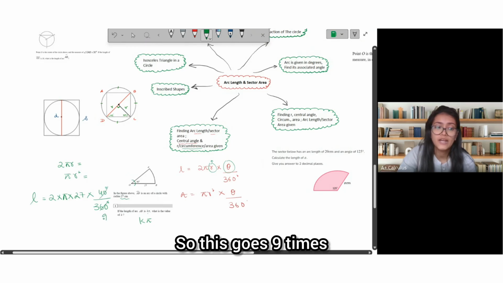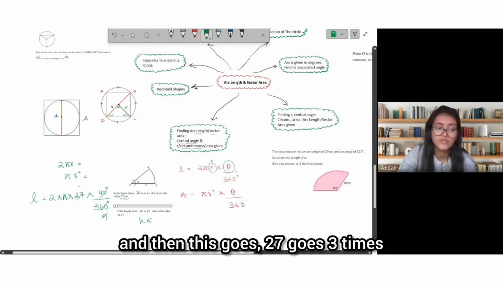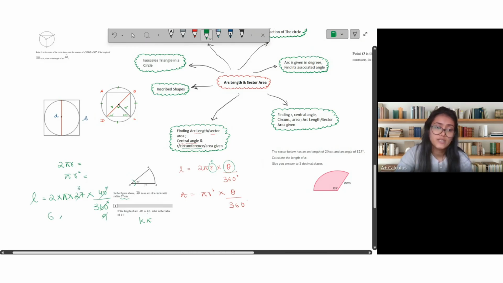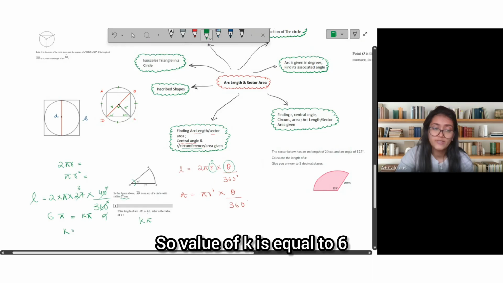So this goes 9 times, and 27 goes 3 times. 2 times 3 is 6, so 6 pi. Now this is the length which is equal to k pi. So the value of k is equal to 6.